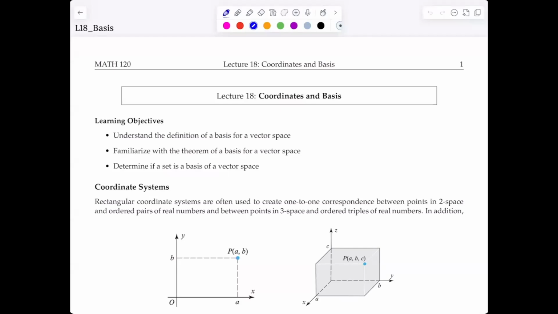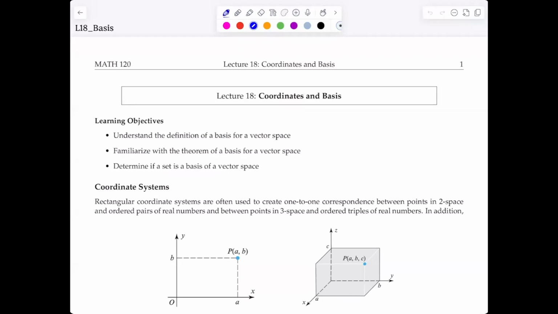So today we're going to move on to a new lecture. This is going to be lecture 18, coordinates and basis. Again, we are still working with something quite abstract compared to all the materials that we covered in the past, especially for computer science students or non-math major students. But this is a very important idea even for us as computer science majors.